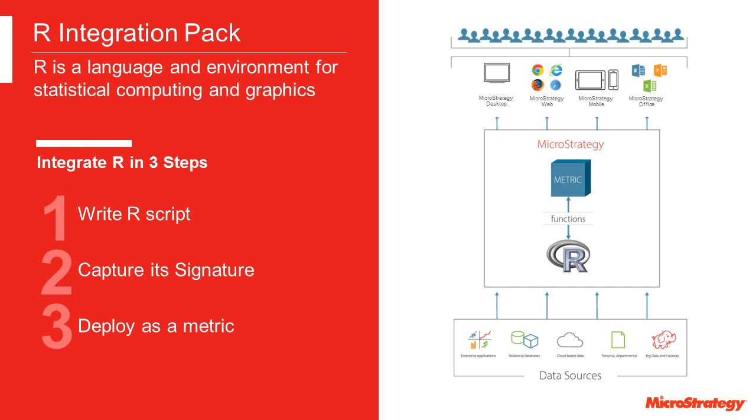Once we have the R script, we capture what's called its signature. So those are essentially its inputs and outputs, the parameters that govern it. And then we deploy that as a metric. So once we have the R script and its signature captured, an end user can then deploy those as metrics. Now, the current version 2 of the R integration pack has 12 off-the-shelf scripts, which means that we can go straight to step 3 and simply deploy those as metrics. And I'll point you to where you can find the integration pack later.